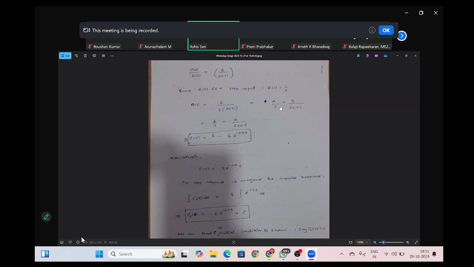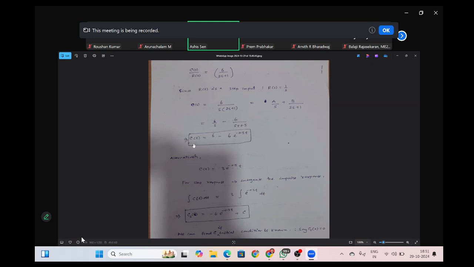Because why do you write it this way? Because you know the Laplace inverse of 1 over s, you know the Laplace inverse of 1 over (2s plus 1). So this can be written as 6 by s minus 6 by (s plus 0.5). Okay, same thing. So if you take the Laplace inverse of this, that means you go from the frequency domain to the time domain. This will simply be 6. The Laplace inverse of 1 over s is basically 1. And Laplace inverse of 1 over (2s plus 1) is basically e to the power minus 0.5t.